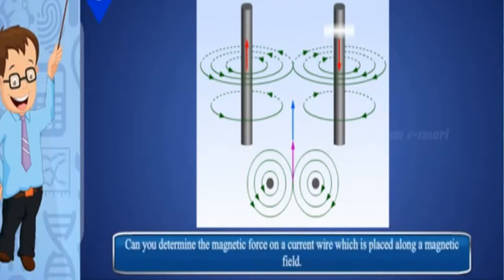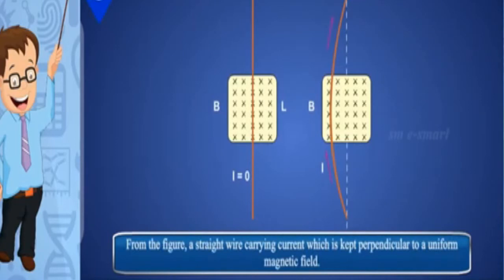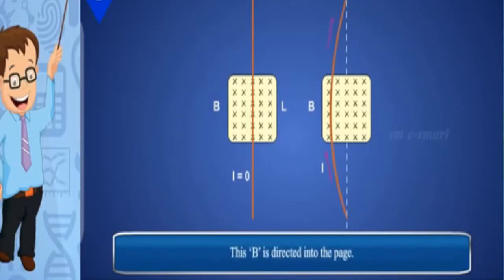Can you determine the magnetic force on a current carrying wire which is placed in a magnetic field? From the figure, a straight wire carrying current is kept perpendicular to a uniform magnetic field. This B is directed into the page. Let the field be confined to the length L. We know that electric current means charges in motion. Hence, they move with a certain velocity called drift velocity, that is v.